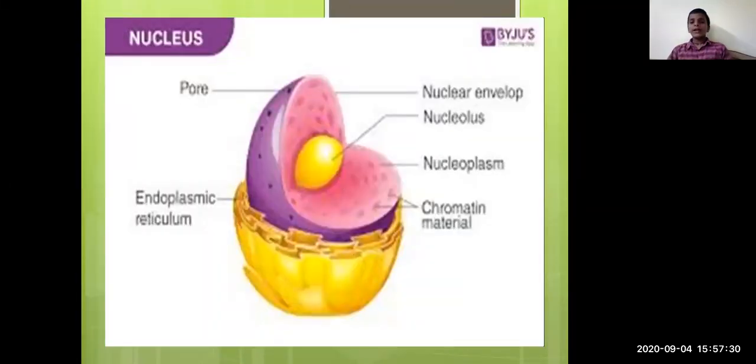You can see here the nucleus and its parts. Here we can see the pore, nuclear envelope, the nucleolus inside the nucleus, the nucleoplasm, the chromatin material, and endoplasmic reticulum.